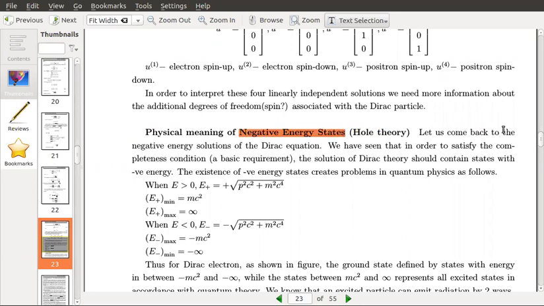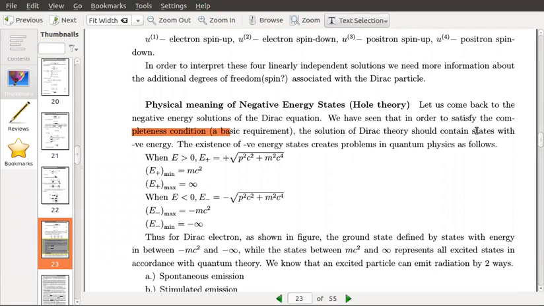Okay. So let us come back to the negative energy solutions of the Dirac equation. We have already seen that in order to have a completeness condition, which is a basic requirement of quantum mechanics, the solution of Dirac theory should contain the four states including the negative energy ones. All four states are essential. So the existence of negative energy creates a problem in quantum physics as follows. These were the expressions for energy: E equal to plus and E equal to minus.